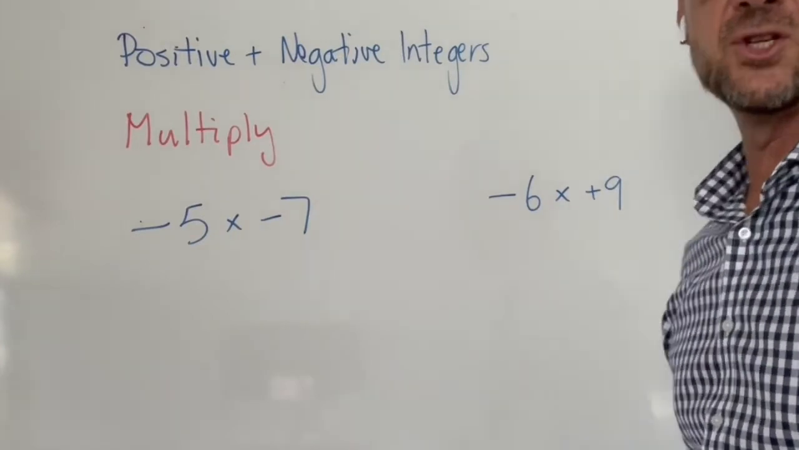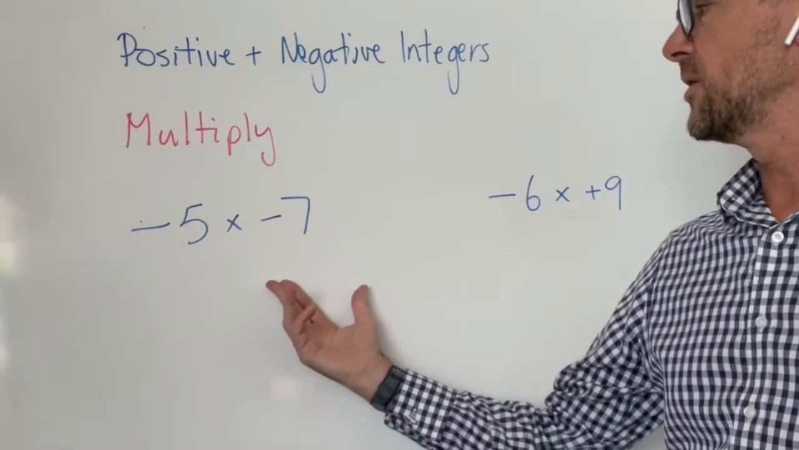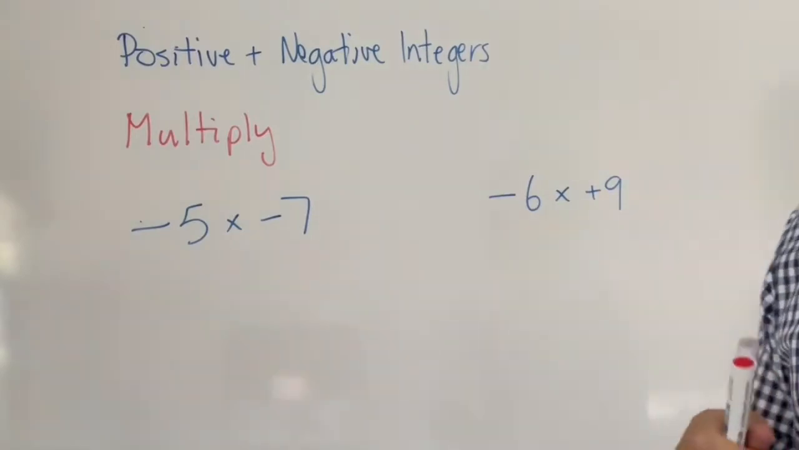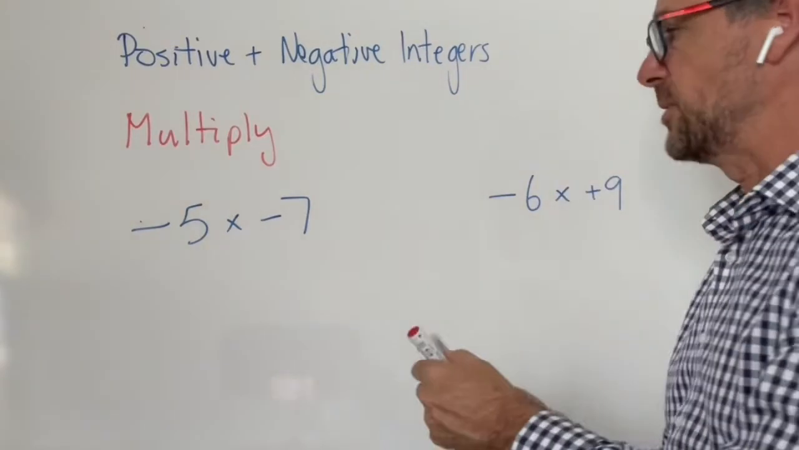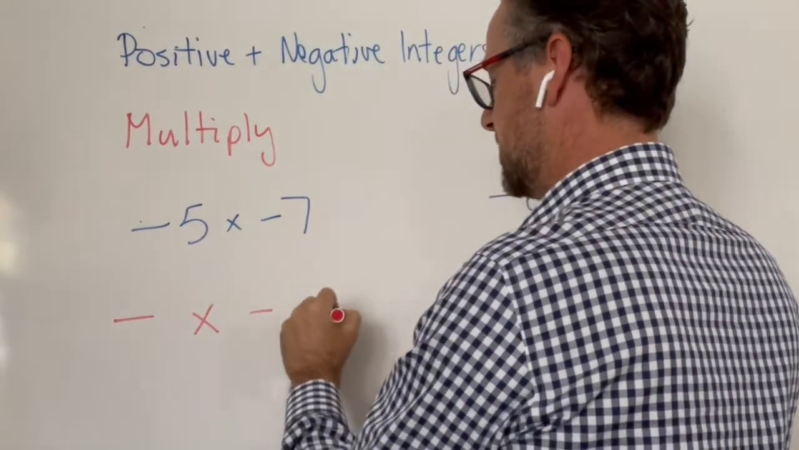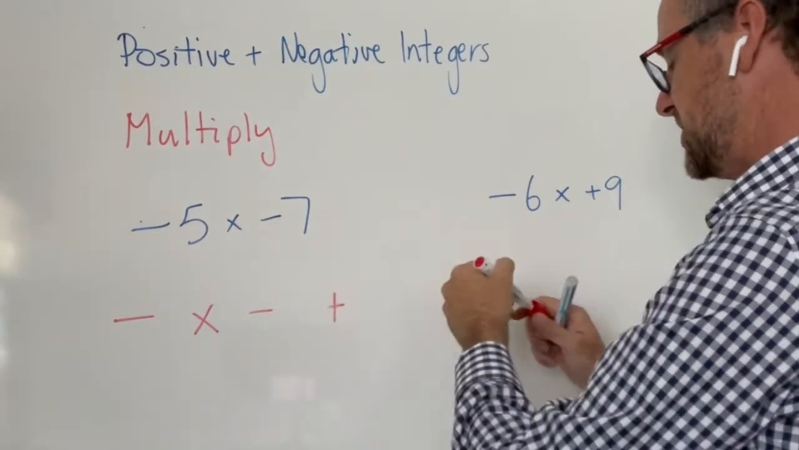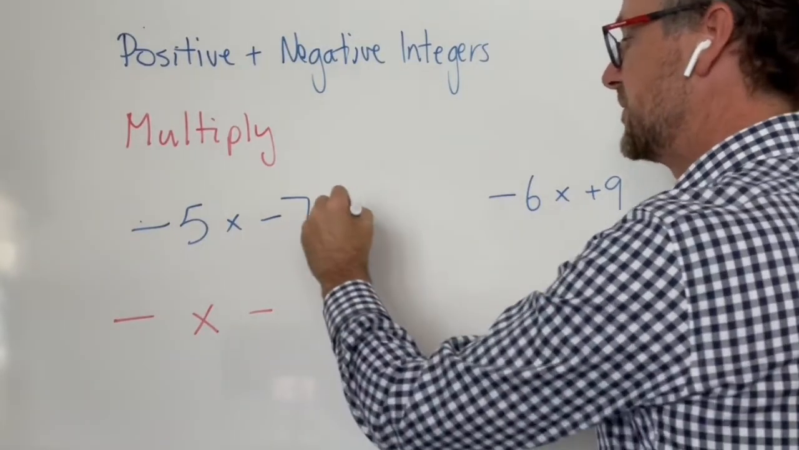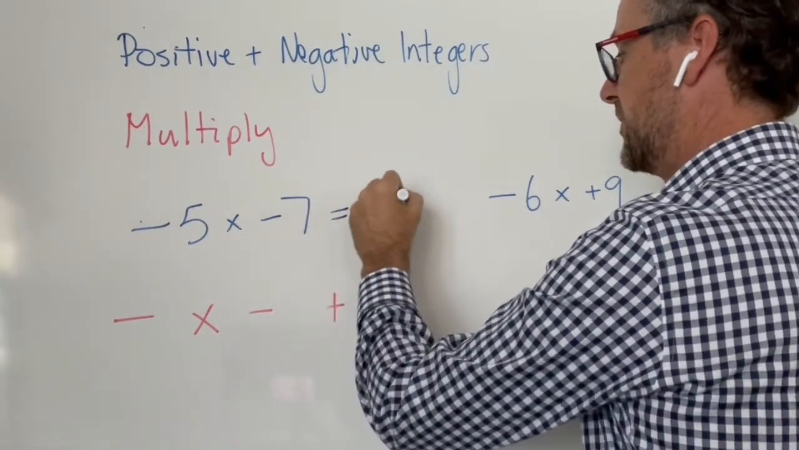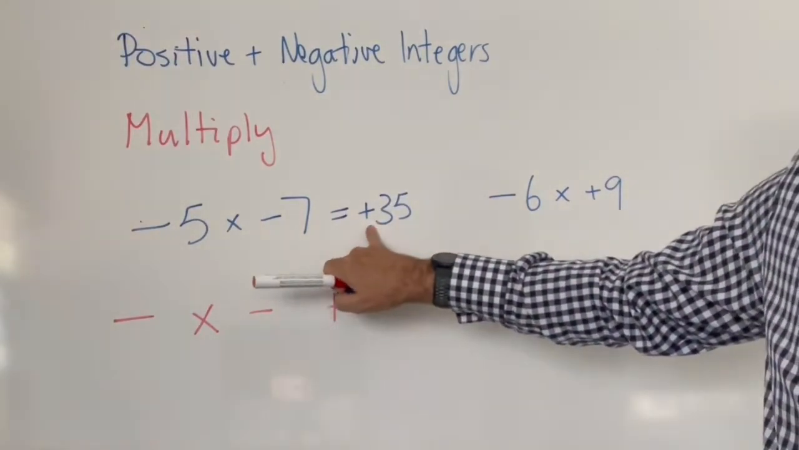Let's look at multiplication of positive and negative integers. We see here a question, -5 times -7. So a negative times a negative. And when we have a negative multiplied by a negative, it creates a positive. So in this case, -5 times -7 gives us positive 35.